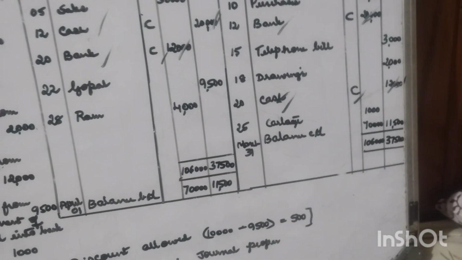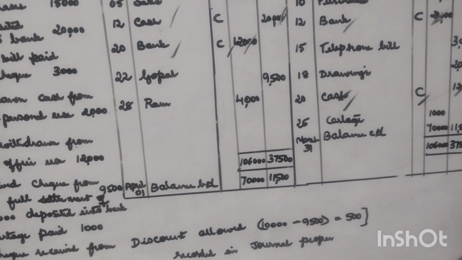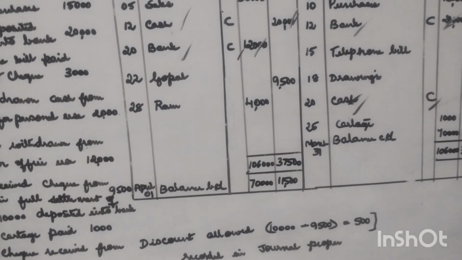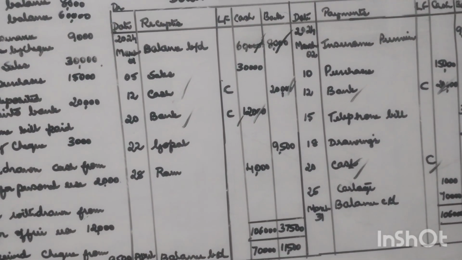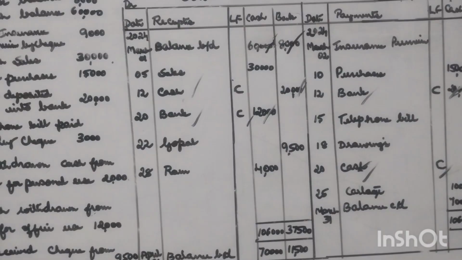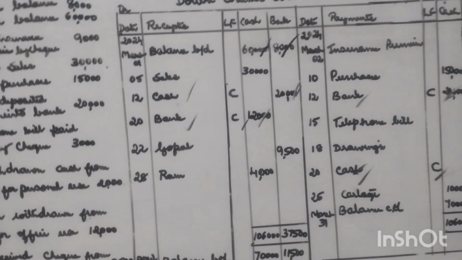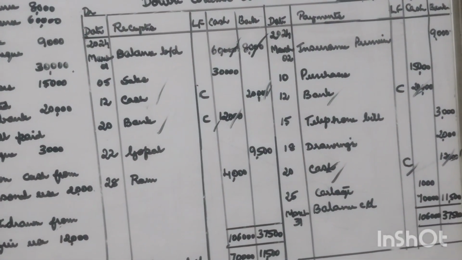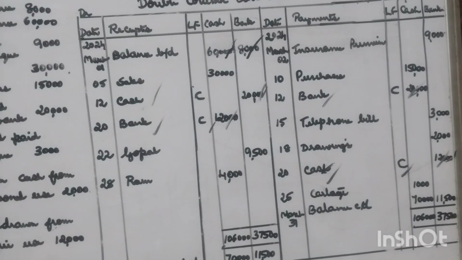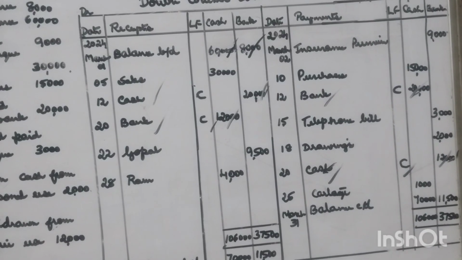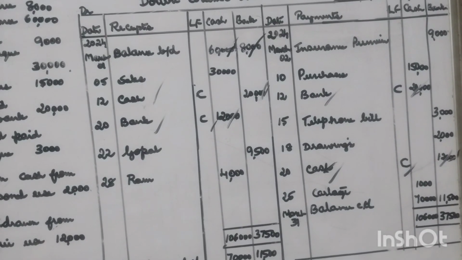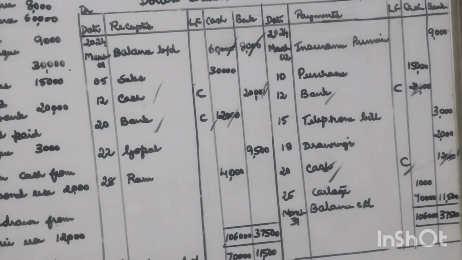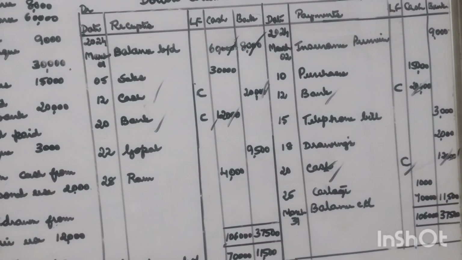Finally, the cash column must be totaled here. As we make the total of the cash column, the total will be 1,06,000. Write the same total under credit side of cash column, that is 1,06,000. From 1,06,000, as we deduct 15,000, 20,000, 1,000, we get a closing balance of 70,000.